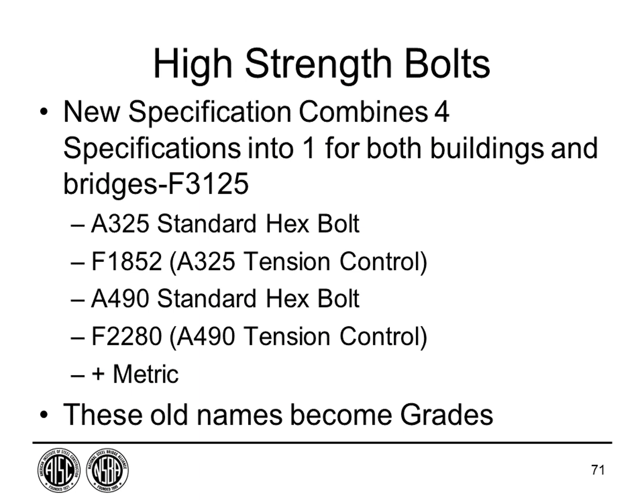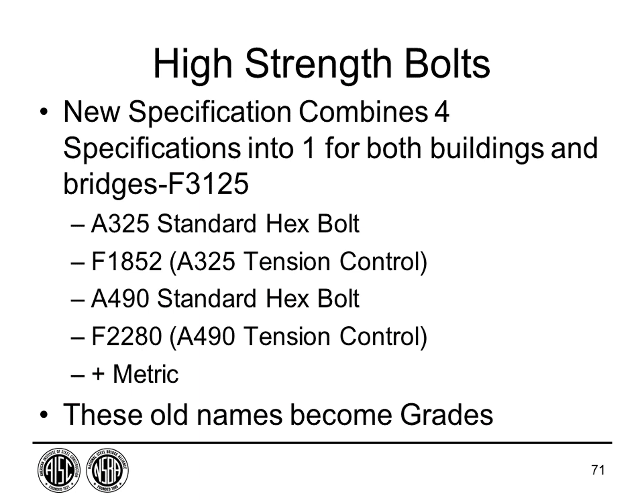It's F3125. And so it combines the A325, A490, and the various twist-off bolt specifications, plus their metric equivalents. So now, if you want to order a bolt, if you wanted a 325, you would say an F3125 grade A325 bolt. And that would be what you would order. The A325 and A490 specifications are, I think, officially out of ASTM. So this is the way to order it.